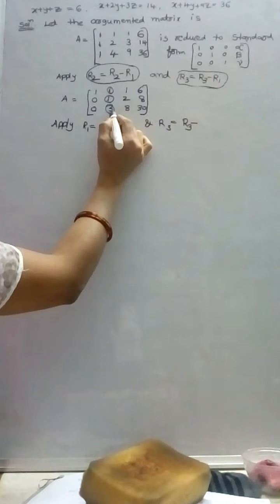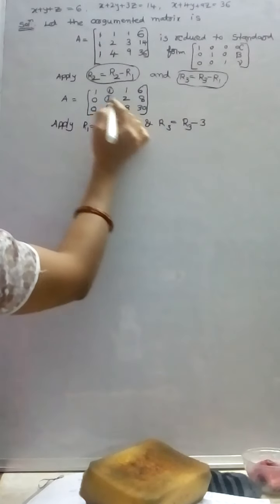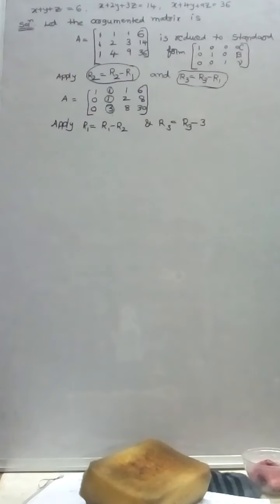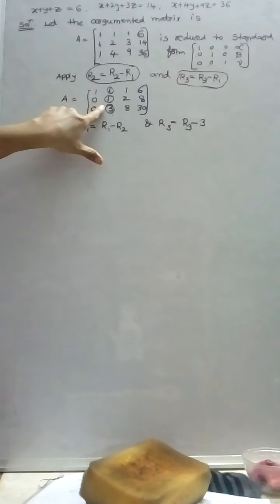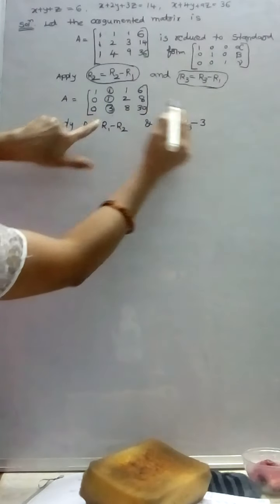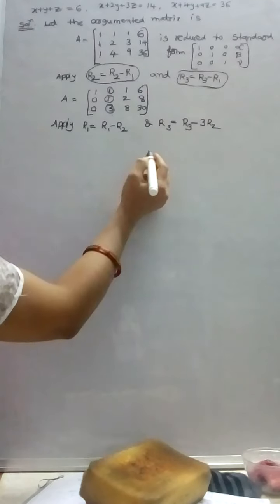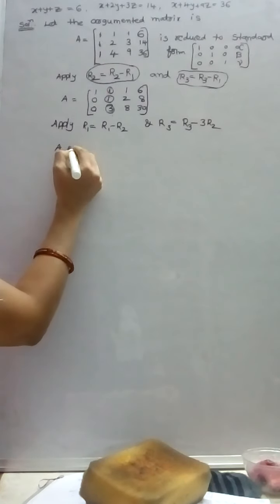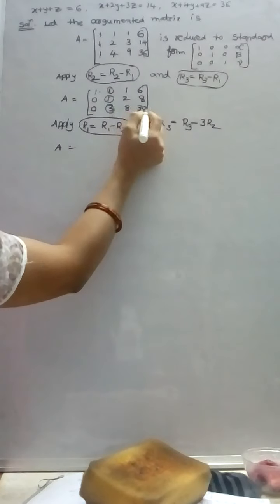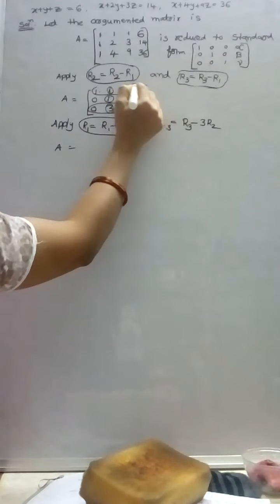R3 minus, here we have 3, so this one is multiplied by 3, and then 3 minus 3 is equal to 0. We got it. For that we take R3 minus 3 R2. According to these orders, we can find the first row and the third row, and we change them.